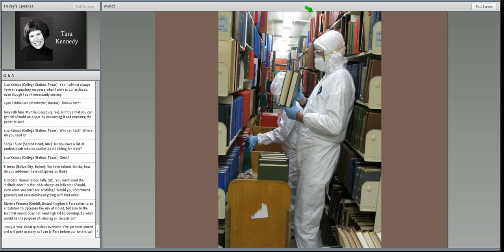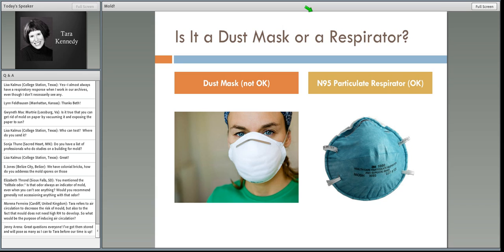So here's a big one that I wanted to emphasize. Is it a dust mask or is it a respirator? Number one, look at the labeling. It will tell you what kind of mask it is. Now, a dust mask is something for very large particulate dust, like if you're working with sawdust, something like that. We're thinking about big particulate size.